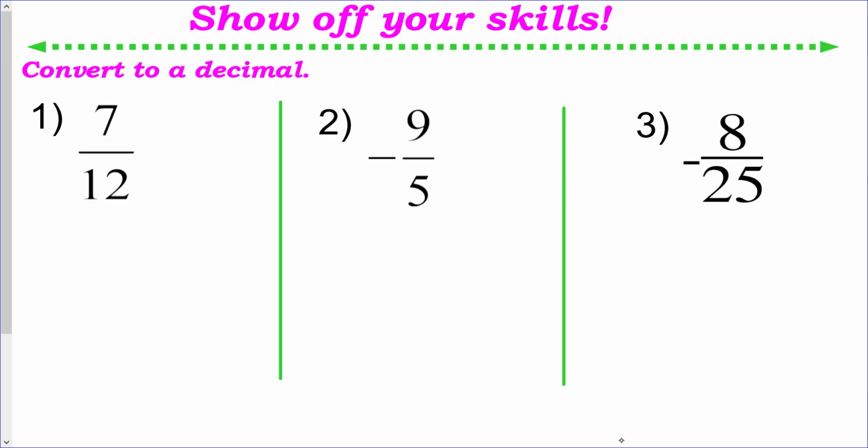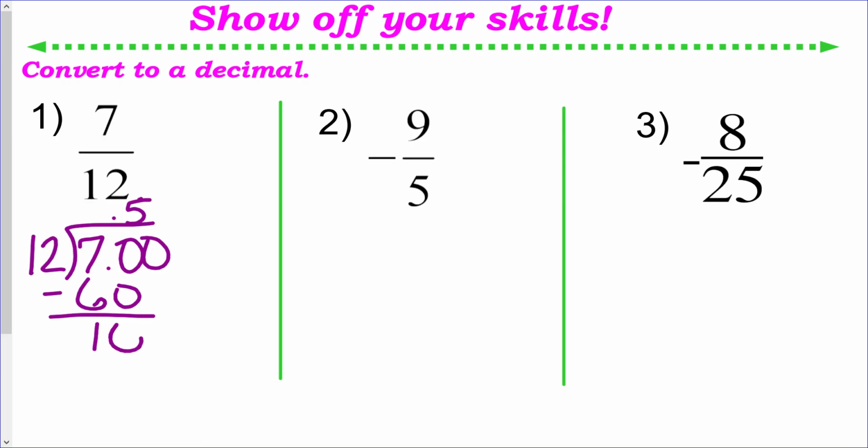Okay, so hopefully you're back and you finished your Show Off Your Skills. For the first one, I'm going to go 12 into 7.00. Put my decimal up. 12 into 70 goes 5 times, which is 60. 10 left over, and bring down my 0. Now 12 into 100 goes close with 8 times, which is 96. 4 left over. Another 0 added on.